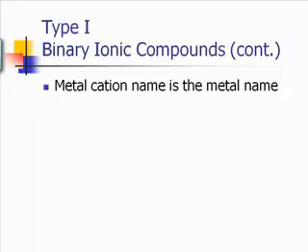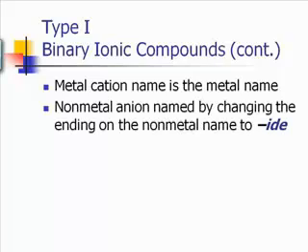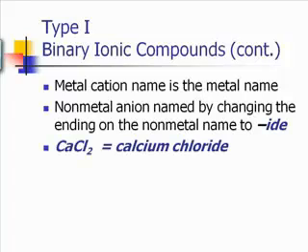Okay, metal cations just get the name of the metal. We don't alter it in any way. However, the non-metal anions, we're going to basically cut off the end and replace it with -ide. So an example, this CaCl2 would be calcium chloride. Okay, we took off the -ine of chlorine and replaced it with -ide.